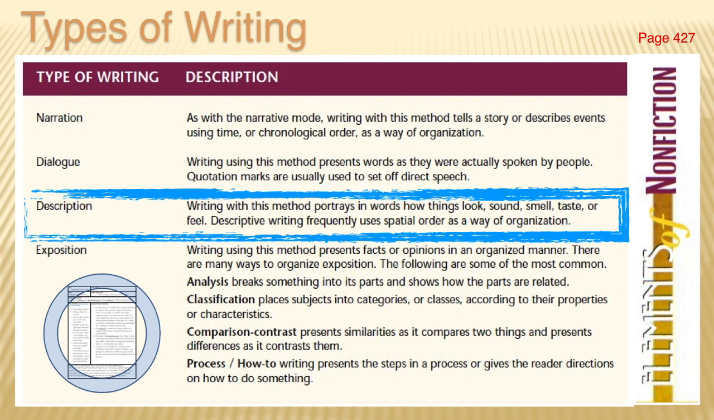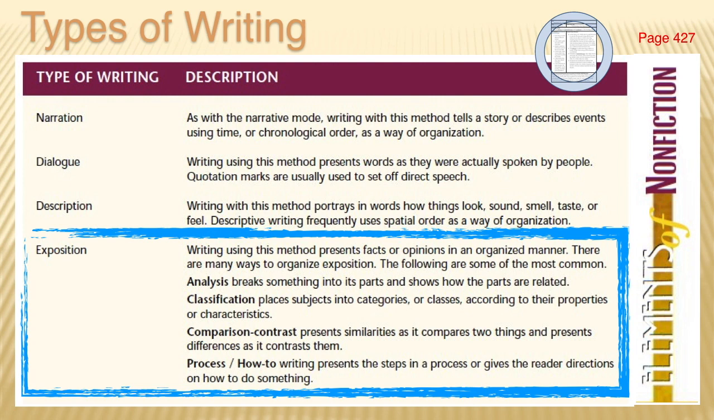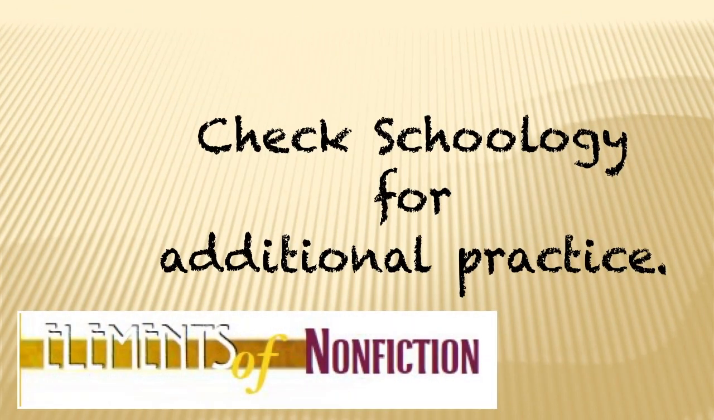You have description, which is when you're trying to paint a sensory image of something, what it looks like, what it smells like, what it sounds like, and not too many times what it tastes like, unless you're a restaurant reviewer. And then we have exposition. And exposition is a type of informative writing where you're sort of taking things apart, studying them, analyzing them, breaking them down, comparing and contrasting. This is where you're doing nonfiction writing at a higher intellectual level.